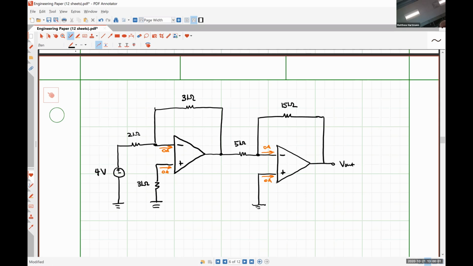I'm going to call this guy amplifier 1 and amplifier 2 so that I can delineate what we'll call V plus 1, V minus 1, V plus 2, and V minus 2, like so. So we're looking at the nodal voltages for the inverting and non-inverting input terminals for op amp 1 and op amp 2.